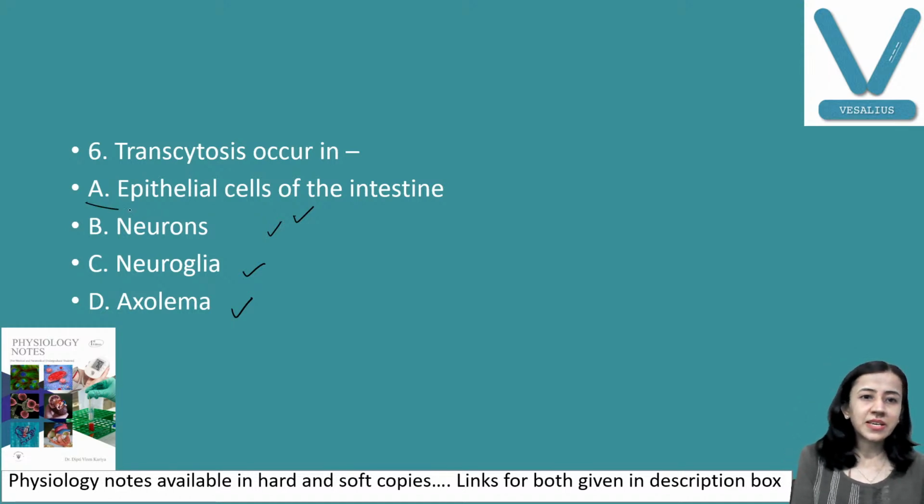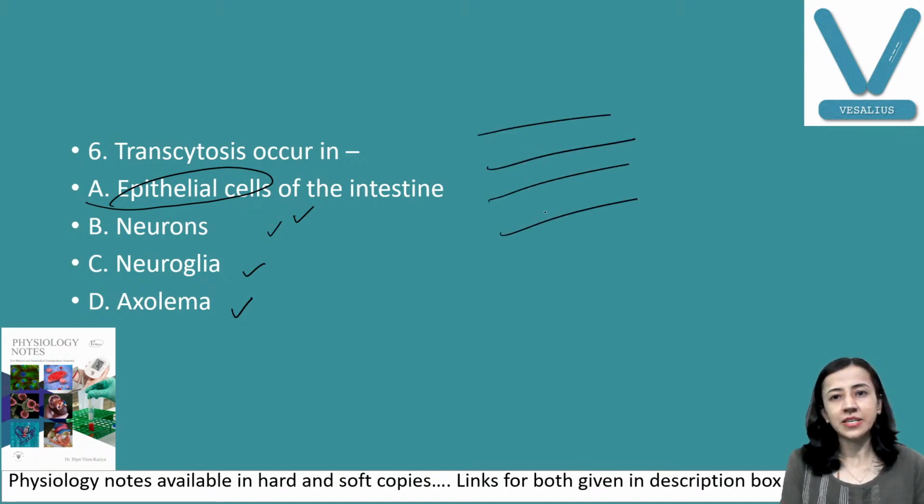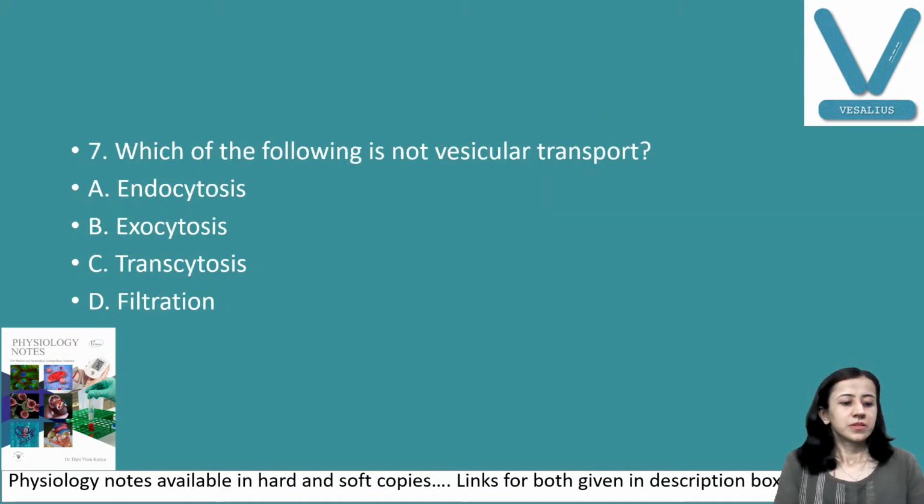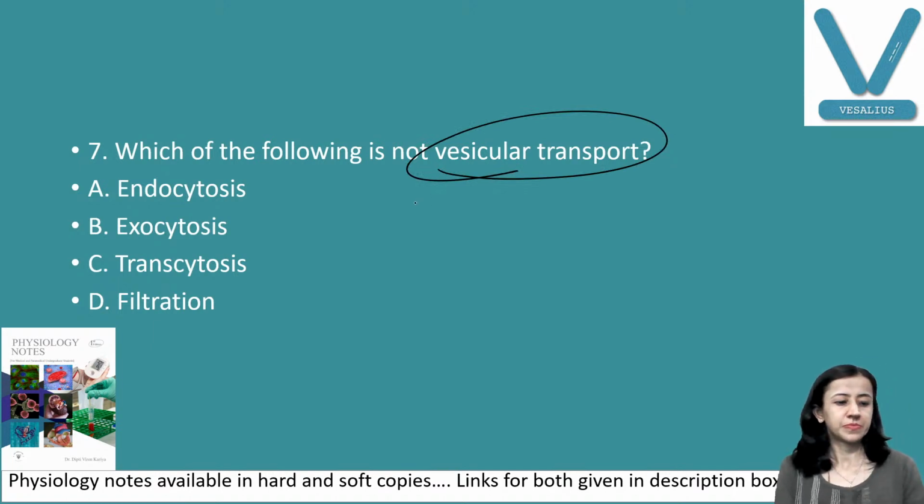This is present in the epithelial cells of intestine. As I told you, suppose some substances are transported from intestine to the interstitial fluid, then the blood vessel. So, one side there is endocytosis, other side there is exocytosis. Fine. Next. Which of the following is not vesicular transport?